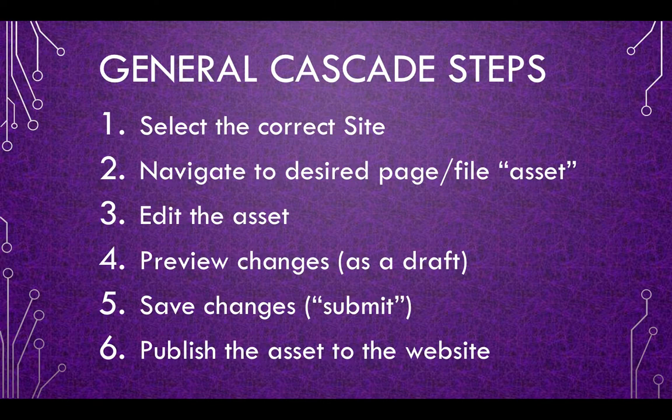The overall steps in Cascade are pretty similar to before. Once you log in, the first step is to select the correct site to make sure you're looking at the right website that you have content on, because Cascade contains about 8 or 9 of them now. Then you navigate in that site to the desired asset that you want, whether it's a page or a file. You edit that asset. Of course, these things we'll be going into detail on later.